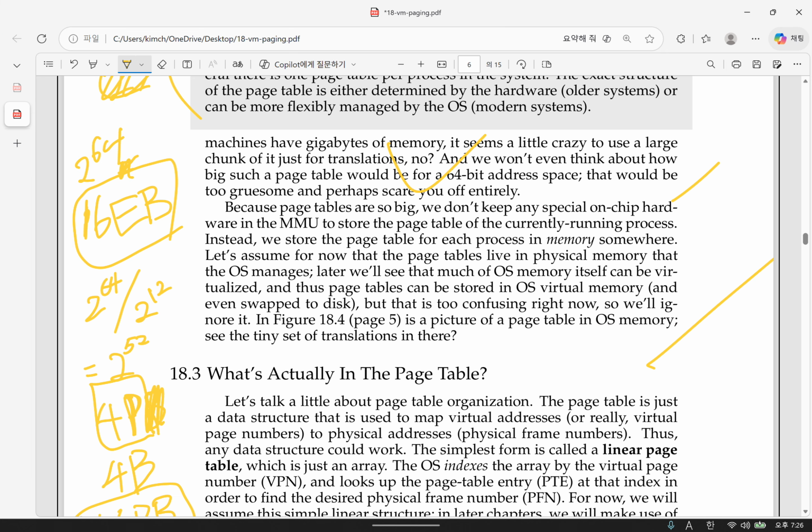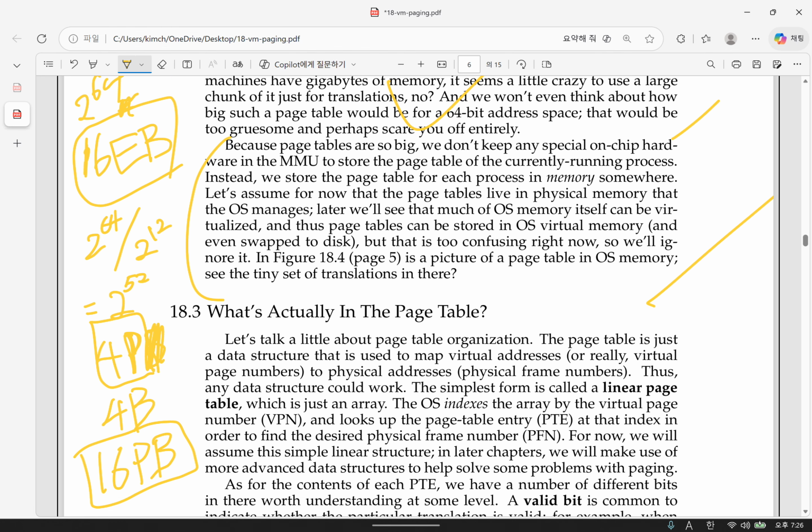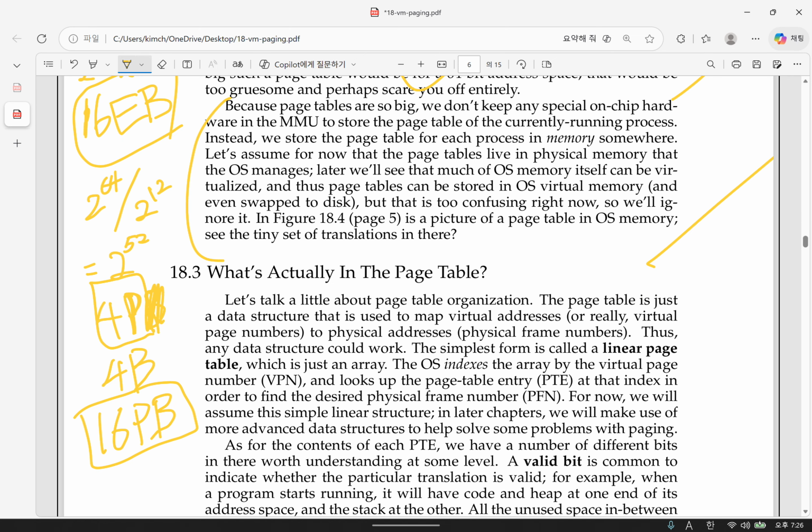So that's not realistic. Because page tables are so big, we don't keep any special on-chip hardware in the MMU to store the page table. Instead, we store the page table for each process in memory. Let's assume for now that the page table lives in physical memory. Later, we'll see that much of OS memory itself can be virtualized, and page tables can be stored in OS virtual memory. But we'll ignore it.